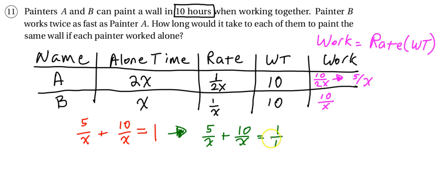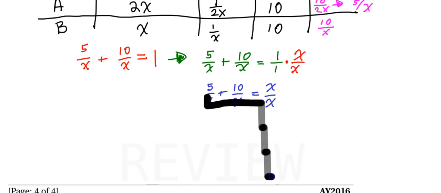Well, I want this green 1 over 1 to have a denominator of x. So 1 times x on the bottom would get me what I want, but whatever I multiply the bottom by, I have to multiply the top by. So I'm going to get 5 over x plus 10 over x equals 1 times x, which is x over x. Now that this entire blue equation has the same denominator across the entire equation, I can just block it out and completely ignore it.